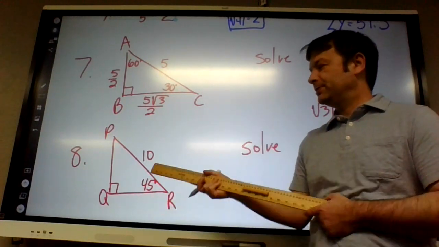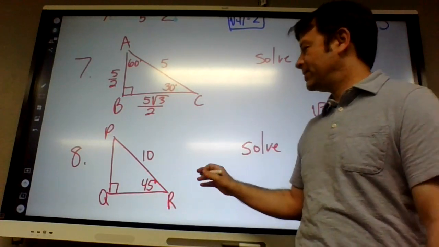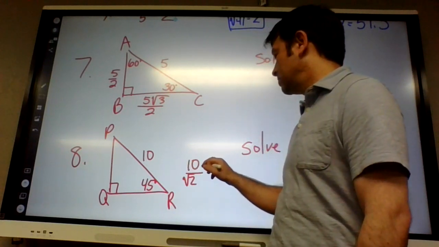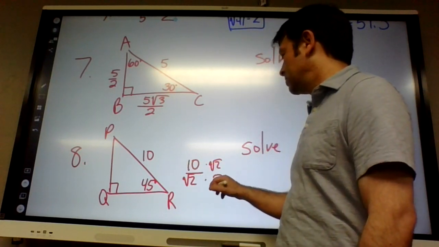How about this one? Divide by square root of 2. Divide by square root of 2. Where'd you get? Oh, yeah. Oh, right. Yeah. Do it. That's square root of 2. Do it.